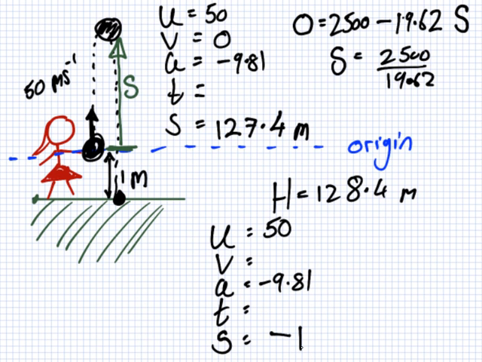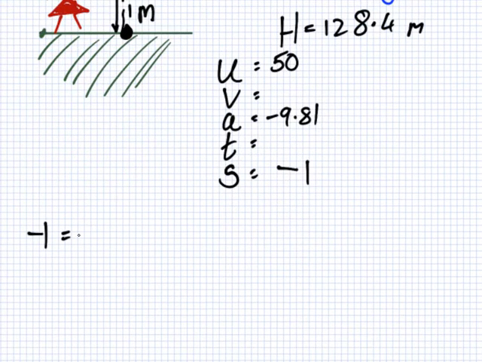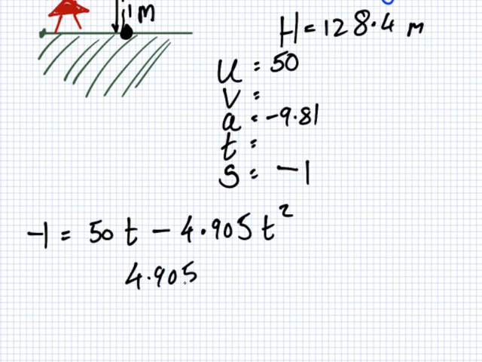So the advantage, Jerry, is that I can do this in one part instead of two parts. If I'm looking for the T, I should go with S equals U T plus a half A T squared. So in other words, I get 4.905 T squared minus 52 T minus 1 equals 0. Have you seen this problem before in another subject you study?